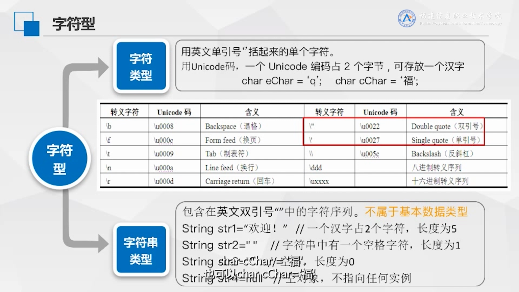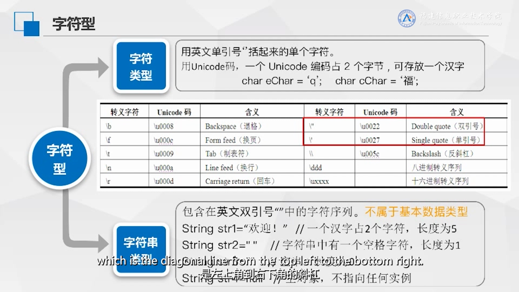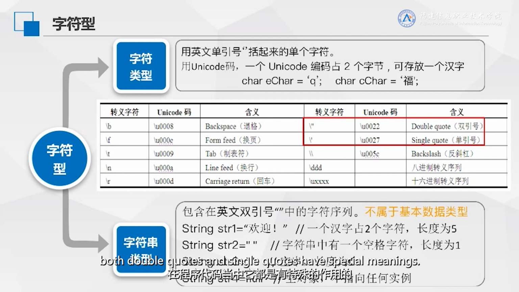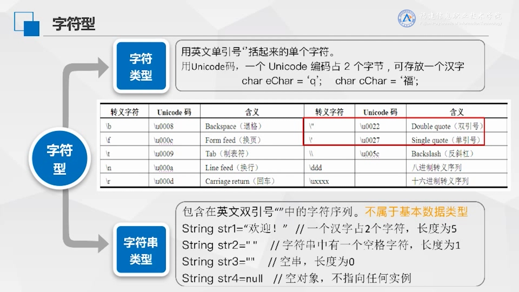char qr equals a Chinese character. For special characters, we need to use escape characters to represent them. All escape characters begin with the backslash, which is the diagonal line from the top left to the bottom right. In our program code, both double quotes and single quotes have special meanings. If we want to directly output double quotes or single quotes, we can use the backslash followed by a double quote or a backslash followed by a single quote as escape sequences to represent these special symbols.